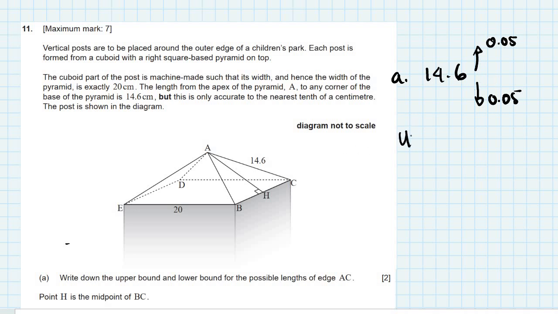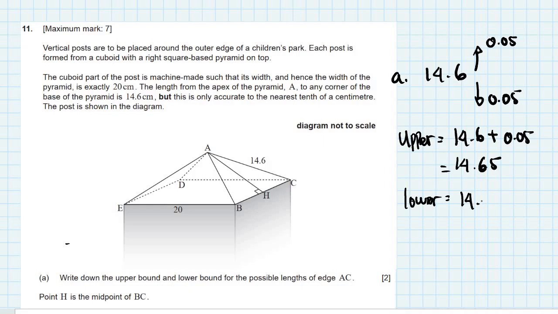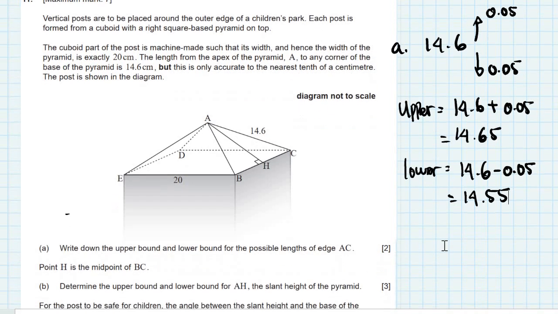So it means the upper bound will be equal to 14.6 plus 0.05, equals 14.65. And then the lower bound will be 14.6 minus 0.05, which equals 14.55. That's the lower bound. That's question A.